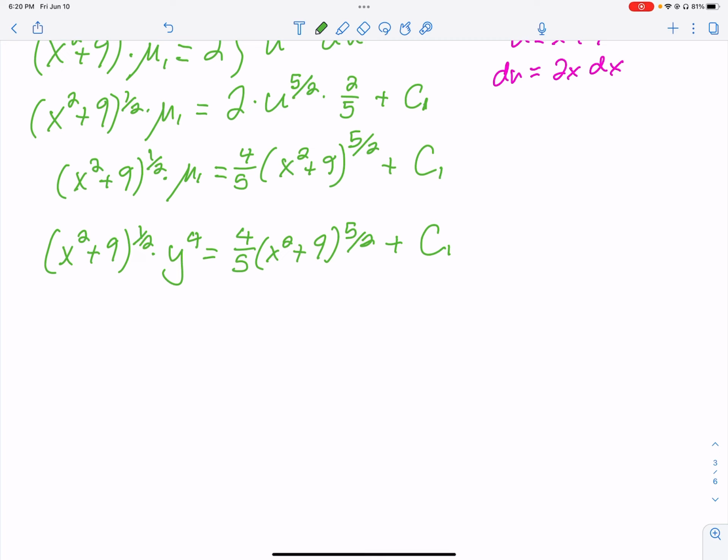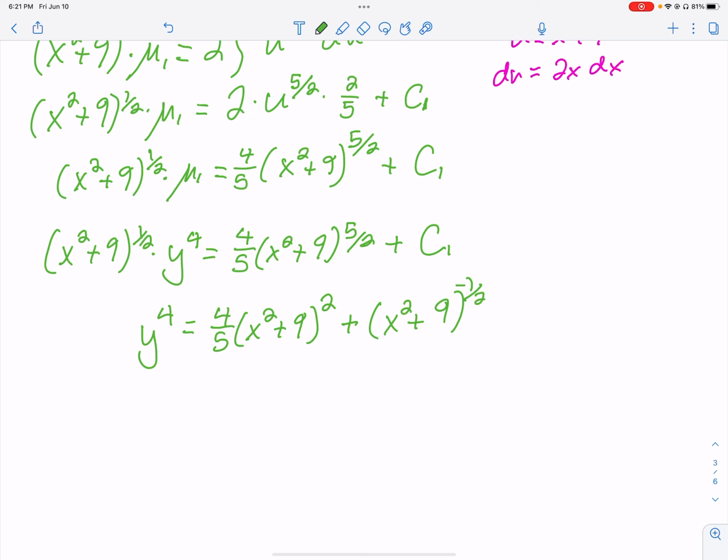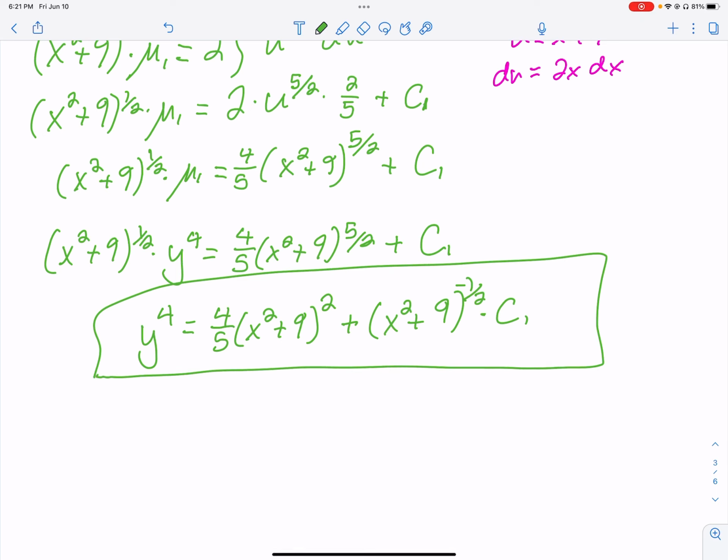All right, I think we could do one more step to clean it up. I'm going to multiply everything by this thing here, but to the negative 1/2. Okay, so y to the 4th now is, if I do minus 1/2, I get 4/5 x squared plus 9, and minus 1, I get 4 over 2, that's squared. And then I'm going to have a plus x squared. This is what I was just multiplying by. But I got to multiply it by it, so C1. And there is a great answer. You could throw C1 in front if you'd like. If it bothers you, it really doesn't matter.